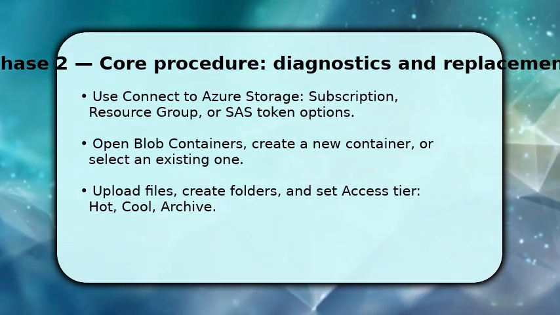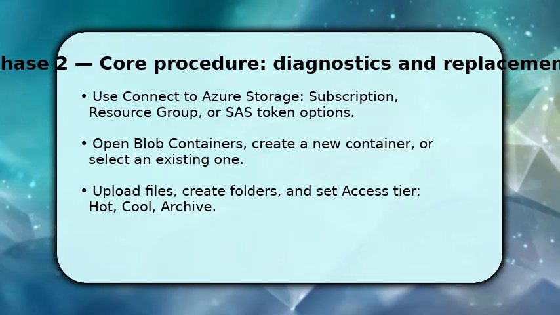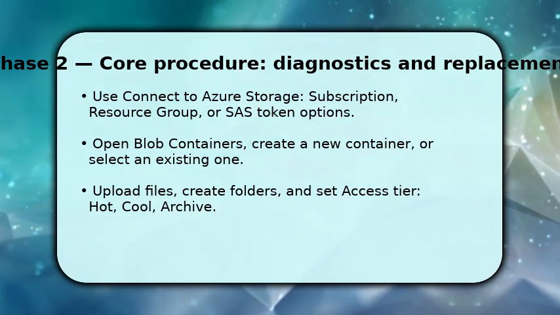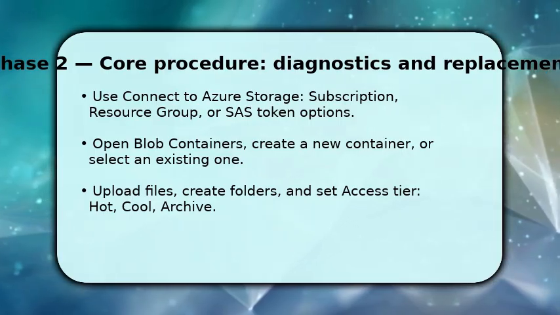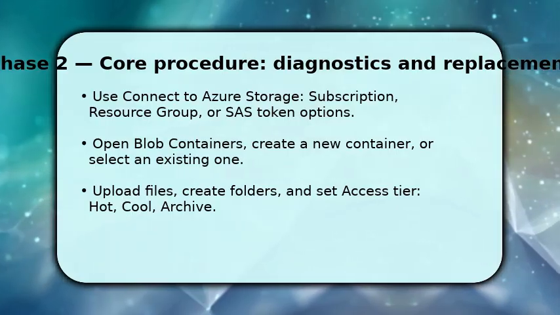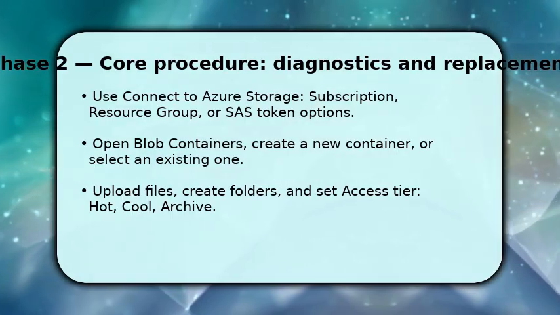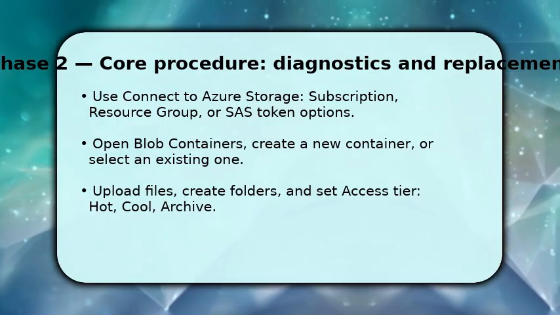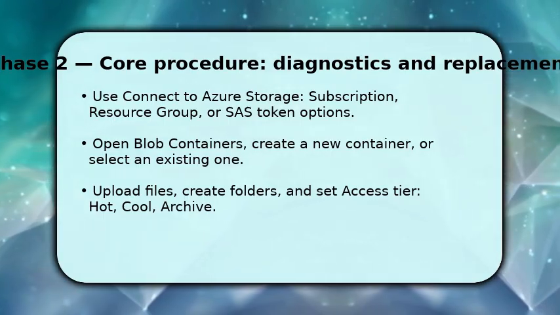Navigate to blob containers and either create a named container or open an existing one to browse objects. You can drag and drop files to upload, create folders, and set an access tier, hot, cool, or archive, so you balance performance versus cost. Make sure to monitor transfer progress and confirm file integrity.